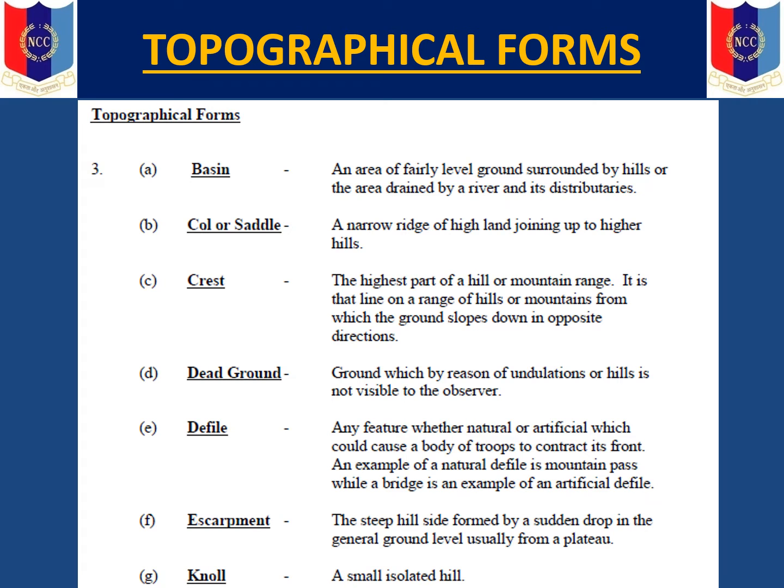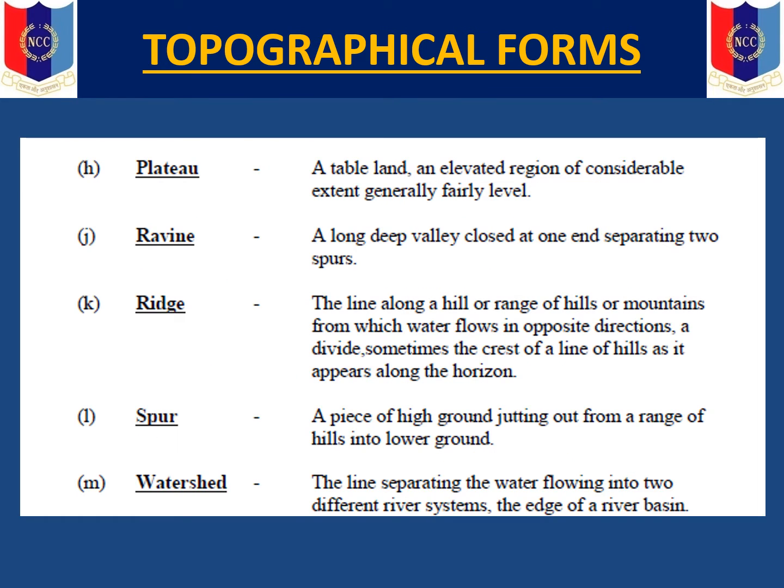Some of the topographical forms are as given in this slide: basin, saddle, crest, dead ground, defile, escarpment, knoll. Again, you may just go through the explanation part in these. It is self-explanatory. Plateau is a tabletop, an elevated region of considerable extent, generally fairly level.